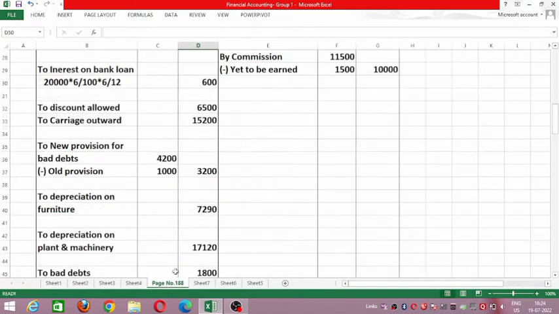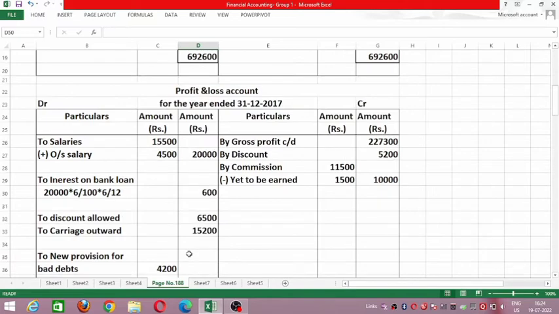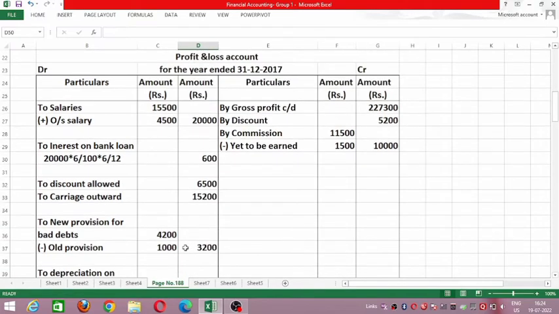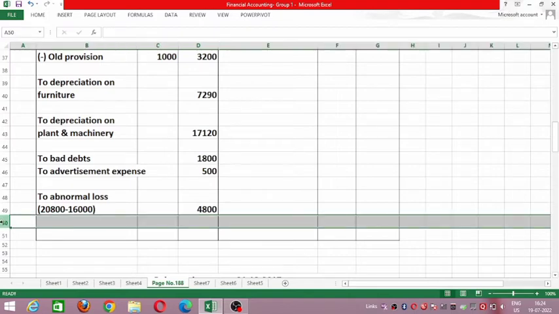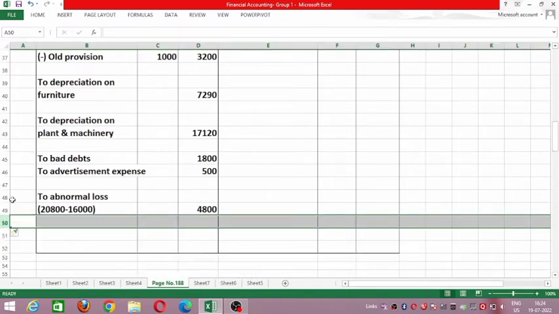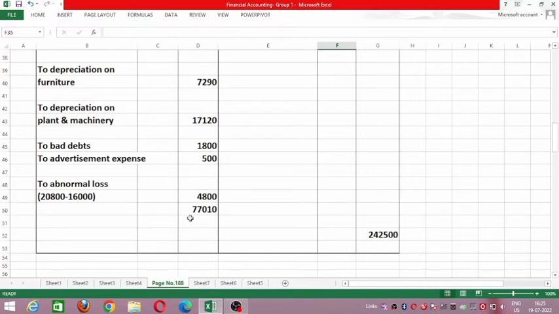Whatever the adjustments are related to P&L account, we have done the entries. Now we'll see which side is higher, whether the debit side or the credit side. So this is 77,010 rupees on the debit side, and on the credit side the balance is 2,42,500. So whatever the highest amount, that we need to enter on both sides.